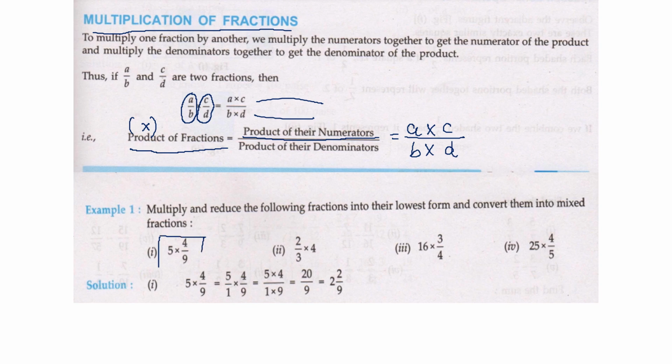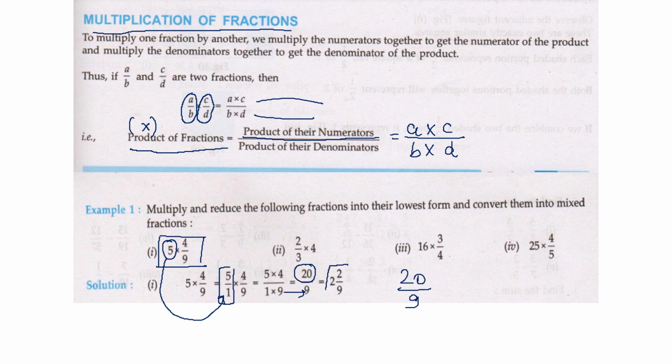Here they are asking us to solve 5 into 4 by 9. So 5 you have to change to a fraction. So 5 to fraction will be 5 by 1. 5 by 1 into 4 by 9. So 5 into 4 is 20. 1 into 9 is 9. So 20 by 9 is the answer.